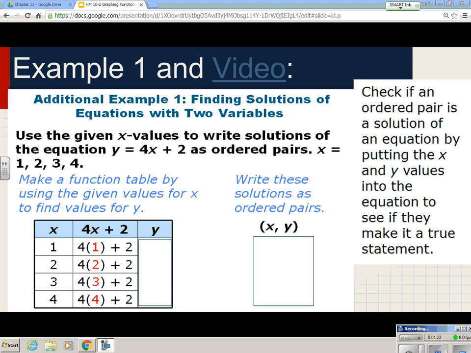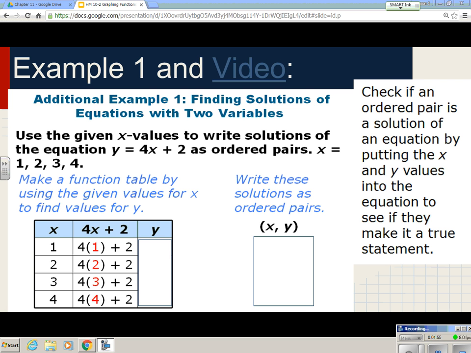All right, so let's talk about finding these solutions. The first example we're going to talk about in this unit is to be able to find solutions of equations when you have two variables, x and y. We're given for this problem in the directions y equals 4x plus 2. We have y and we have x, those are our two variables. The following part of the question does tell us that x equals 1, 2, 3, and 4.